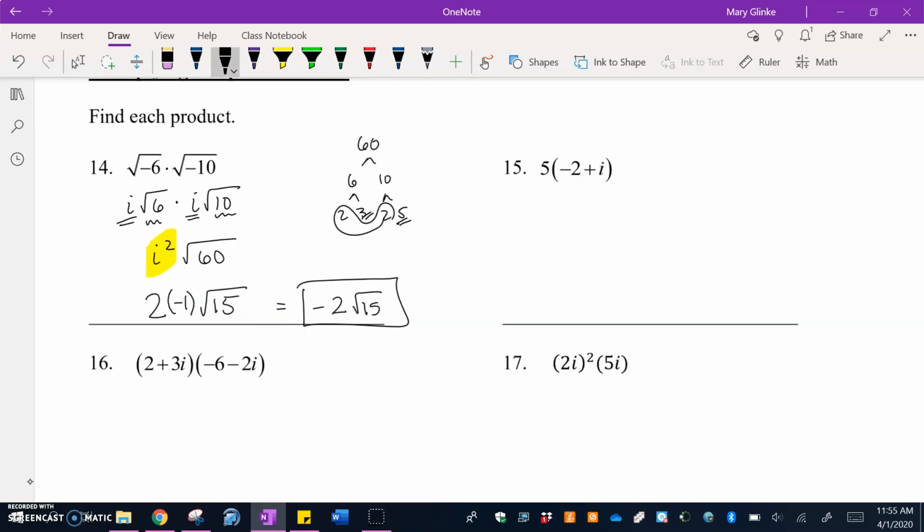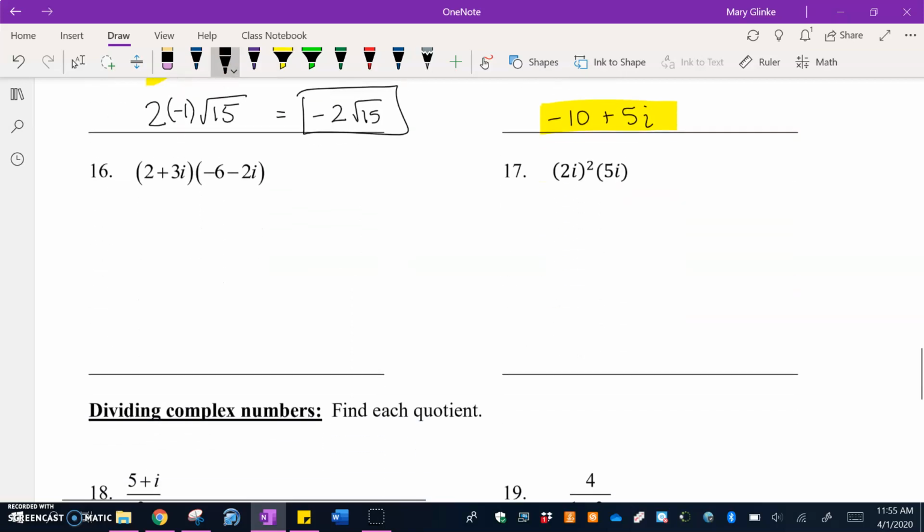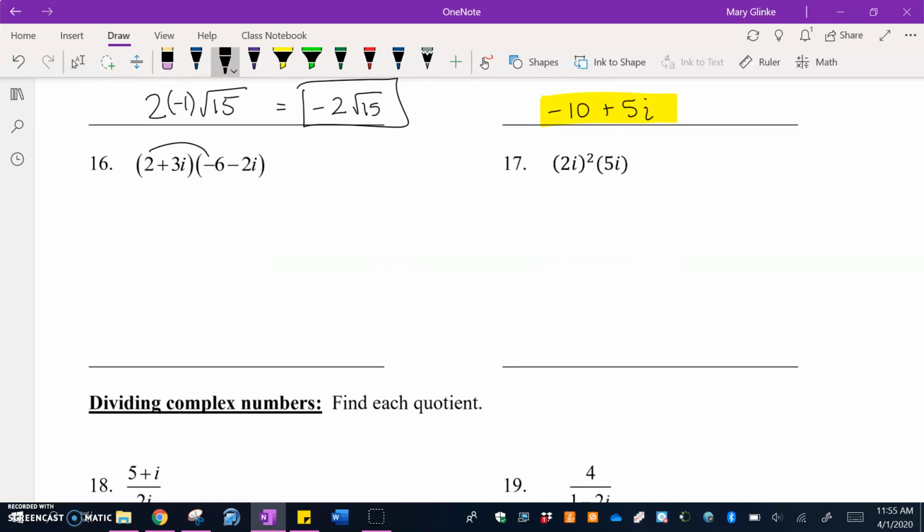For multiplying complex numbers that already have the i, it's just like your normal multiplication. So we're going to distribute this. It's going to become a negative 10 plus 5i. For my next one, I see I have to use my distributive property. I have to do 2 times negative 6, which is negative 12. 2 times negative 2i, which is negative 4i. 3i times negative 6 is negative 18i. And 3i times negative 2i is negative 6i squared.